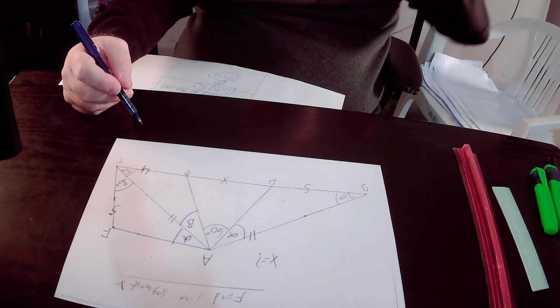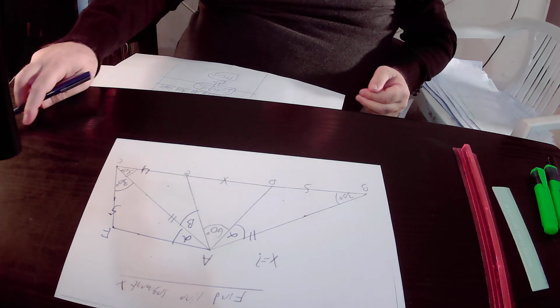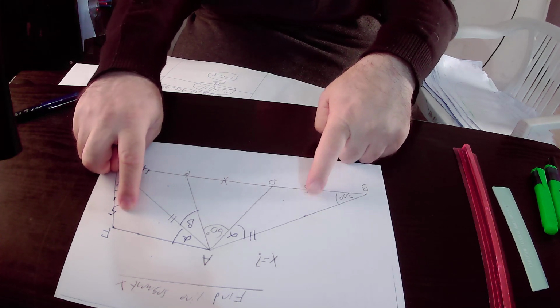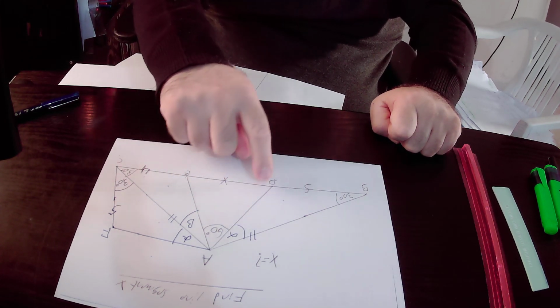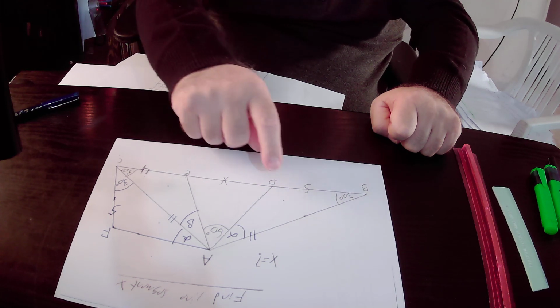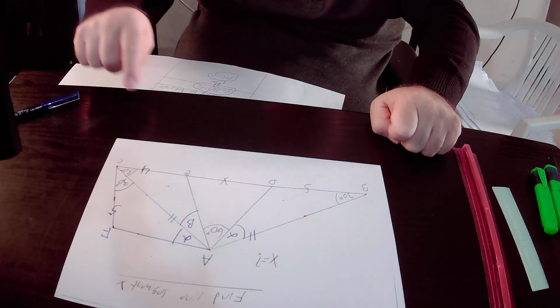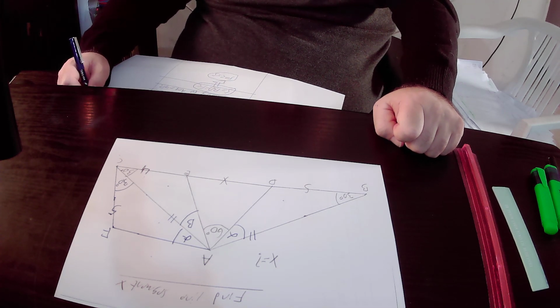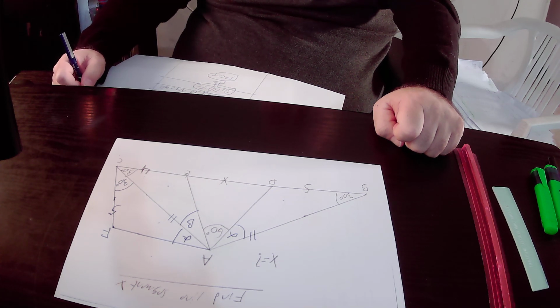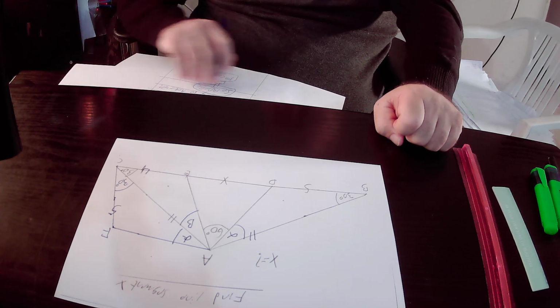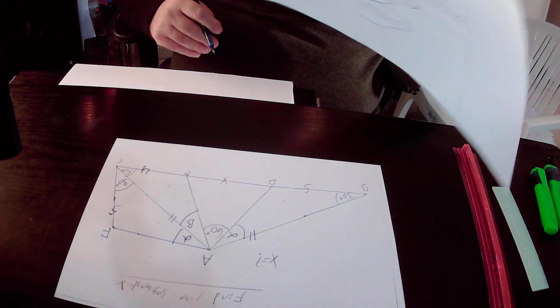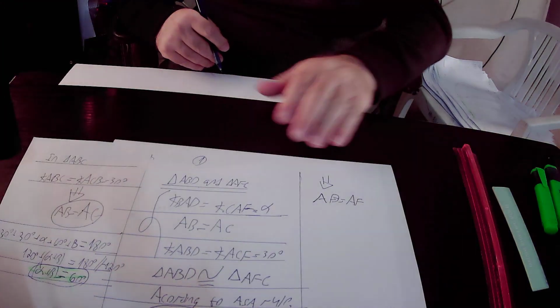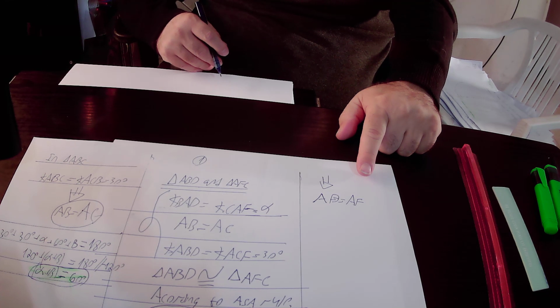And the second thing that we conclude from the fact that those two triangles are congruent to each other is that side AD in triangle ABD is equal to side AF in triangle AFC. Okay, side AD is equal to side AF. Side AD in triangle ABD equals side AF in triangle AFC.